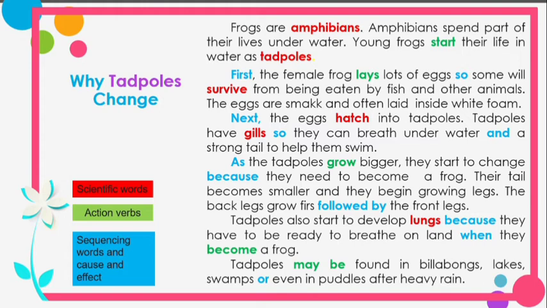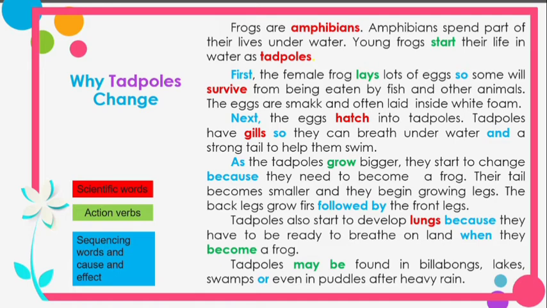As the tadpoles grow bigger, they start to change because they need to become frogs. Their tails become smaller and they begin growing legs. The back legs grow first, followed by the front legs. Tadpoles also start to develop lungs because they have to be ready to breathe on land when they become frogs. Tadpoles may be found in billabongs, lakes, swamps, or even in puddles after heavy rain.